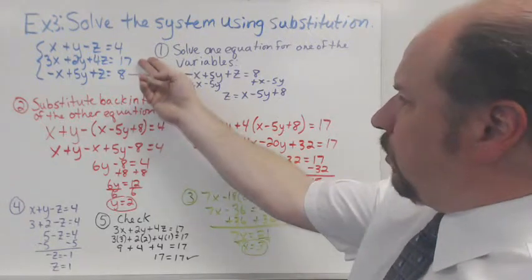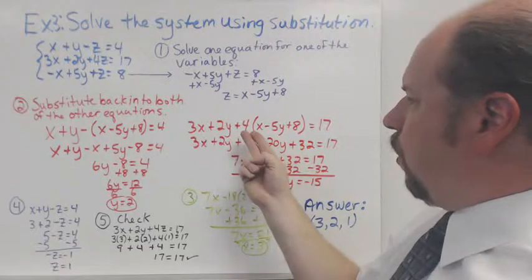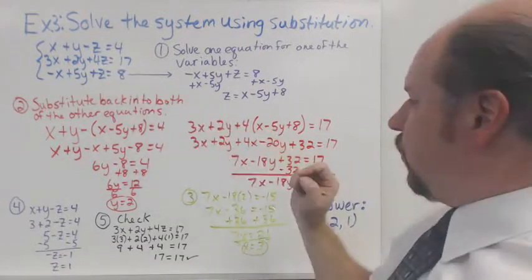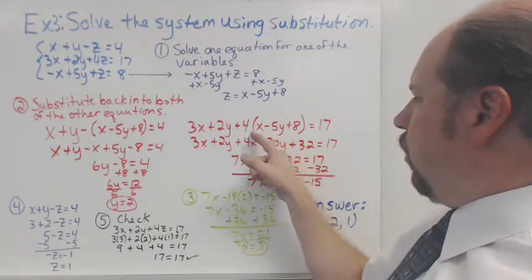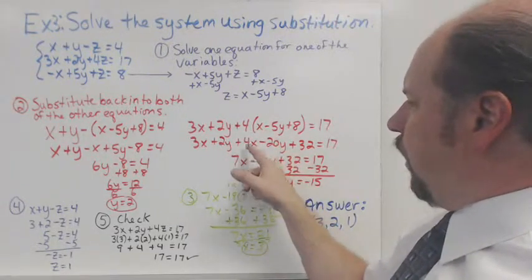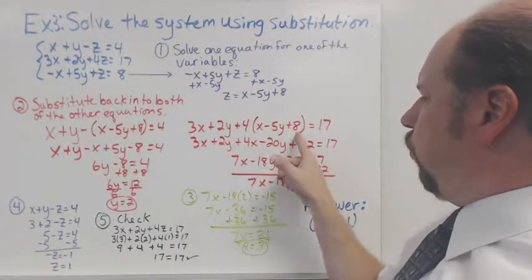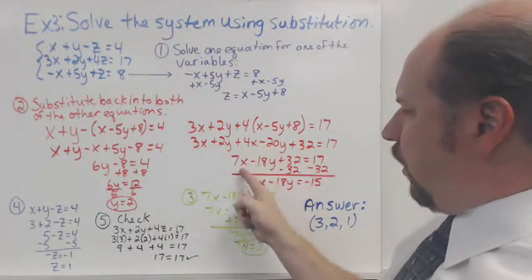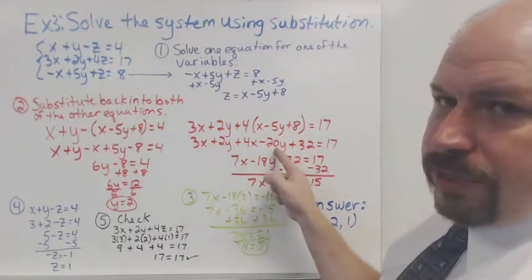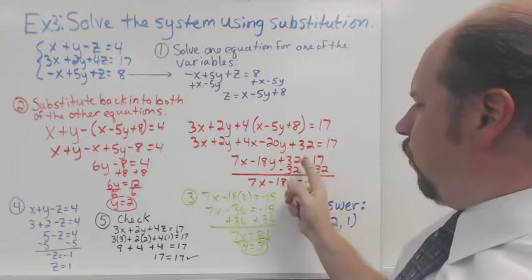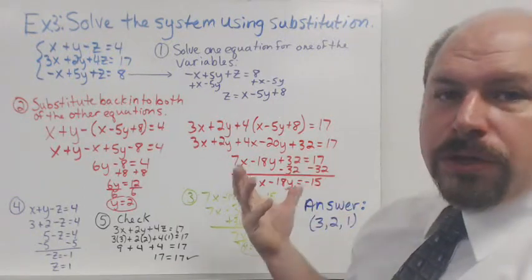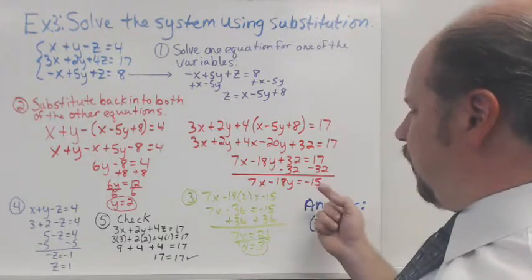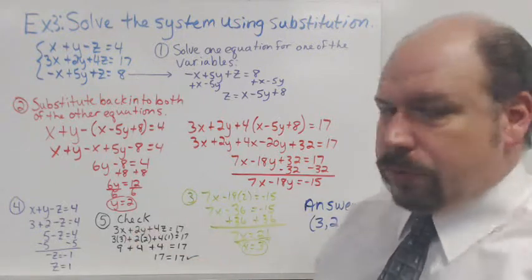So that is this equation here, the middle one. So 3x plus 2y plus 4 times z. And remember, this is what z was right here. So if we distribute, 4x minus 20y plus 32. So combining like terms, 3x plus 4x is 7x. 2y minus 20y is 18y plus 32 equals 17. So now subtract 32 from both sides, and we get 7x minus 18y equals negative 15. Okay, so far so good.